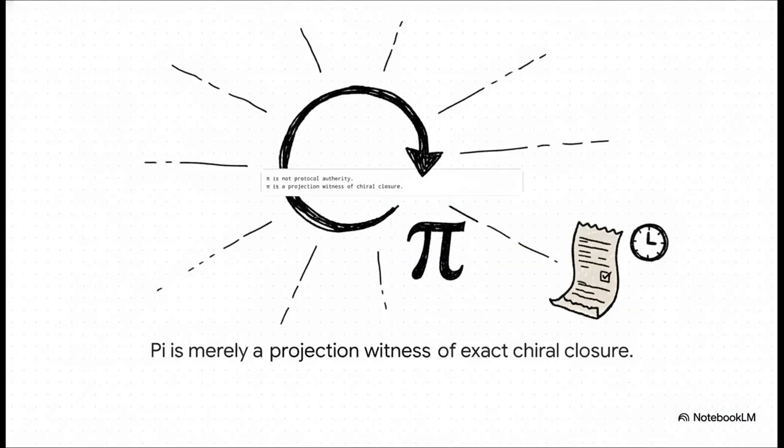So, the crucial point is this. Pi is not a foundational protocol authority. It does not need to be stored in the computer's memory to make a circle. Instead, pi is merely a projection witness of this exact chiral closure event we just looked at. When that finite diagonal race is finally rendered onto your screen as an angle, pi naturally appears. Pi is the receipt, folks, not the rule.